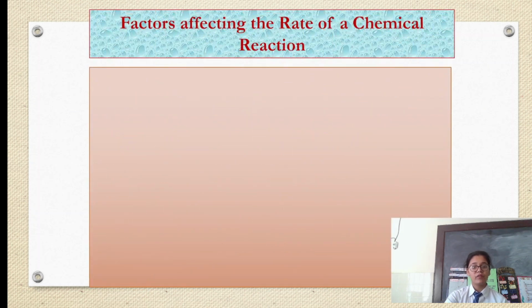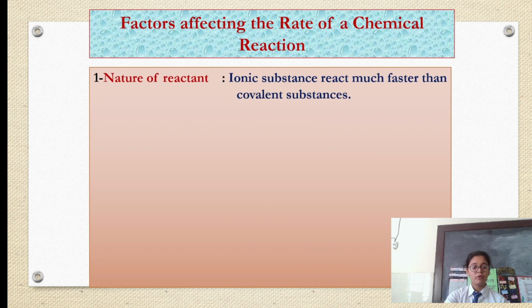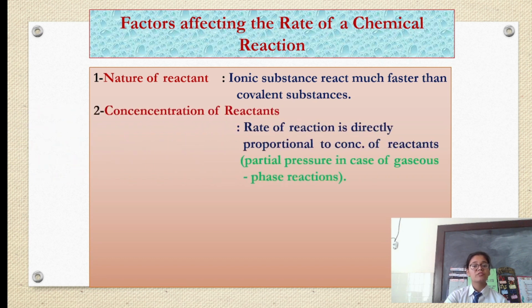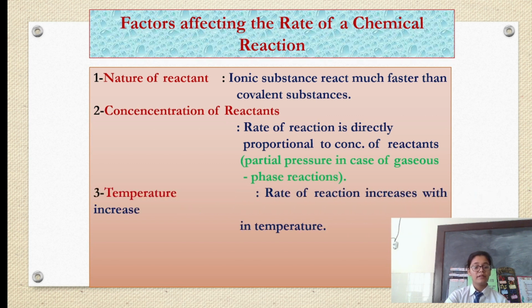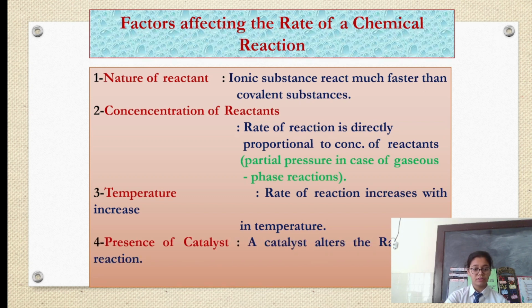Factors affecting the rate of a chemical reaction. Number 1, nature of reactant. Ionic substances react much faster than covalent substances. Concentration of reactants. Rate of reaction is directly proportional to the concentration of reactants. Temperature. Rate of reaction increases with increase in temperature. Presence of catalyst. A catalyst alters the rate of a reaction. Surface area of reactants. Rate of reaction is directly proportional to the surface area.